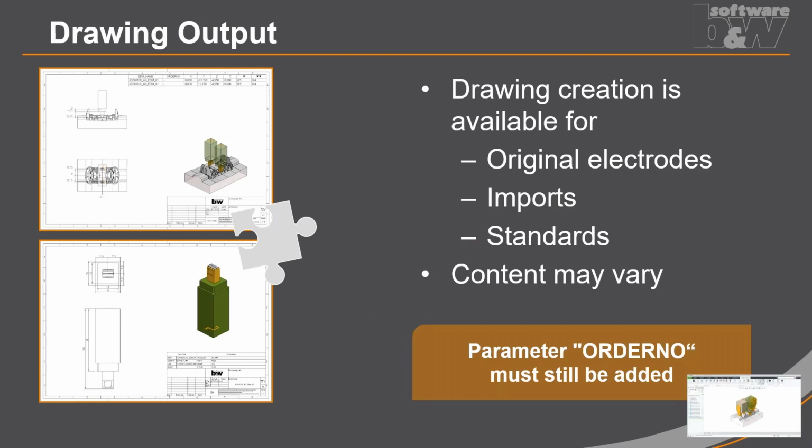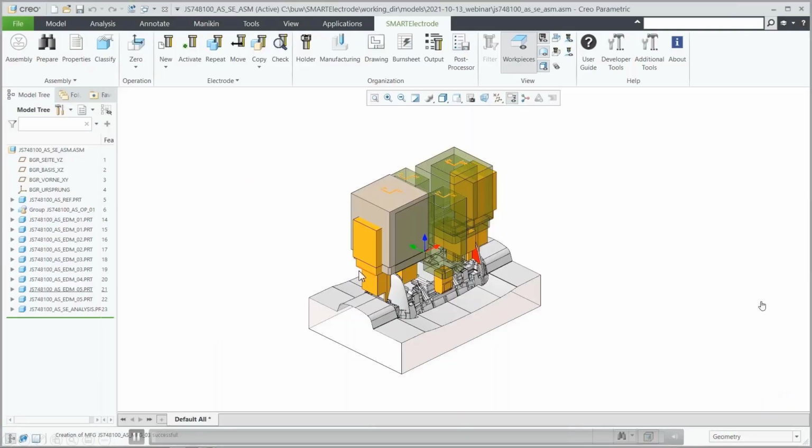Okay, let's come to the drawing output. So the creation of drawings is available for electrodes originally created in the assembly, imported and also standard electrodes, but of course, not all of the automatically created data like dimensions and views may be available for imports and standard electrodes. And also all the content of the drawings depends on the options set in your configuration. So let's have a short look at the drawing creation.